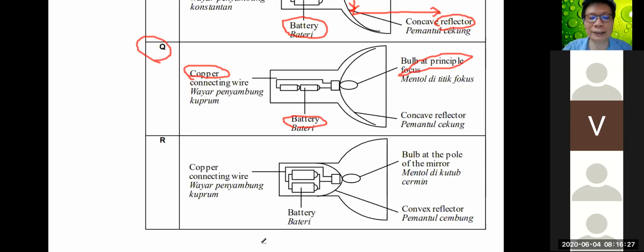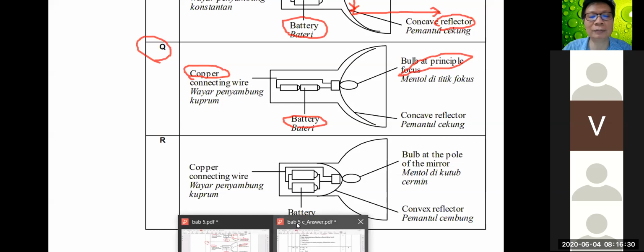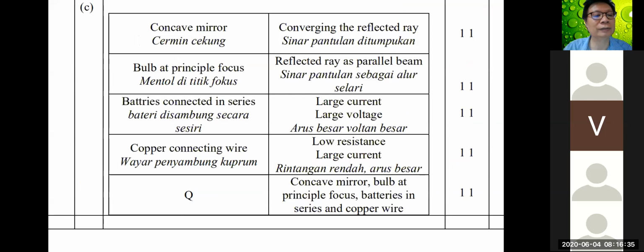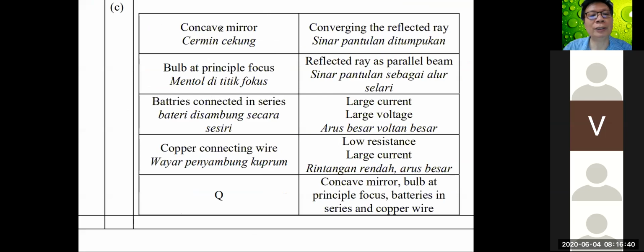Okay, how to write it out? You need to write it out like this. Now you can copy down the answer in a table. Use a concave mirror. The reason: to converge the reflected ray. To converge means to focus the reflected ray. Or you can just write to reflect the light horizontally, right?